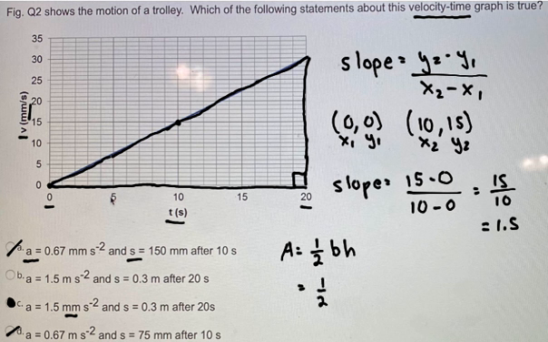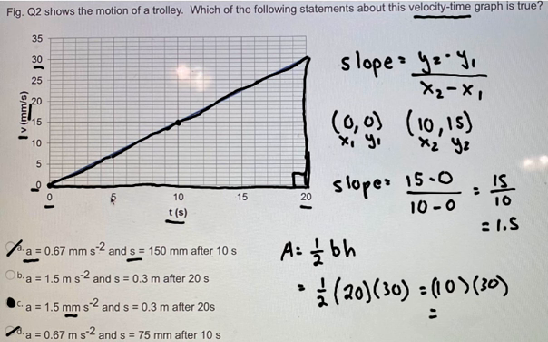So 1/2 times 20 times the height of the triangle, which goes from 0 to 30. So the height of the triangle would be 30. So we could do 1/2 times 20 is equal to 10, and then 30 times 10 is 300. But since the unit of velocity is millimeters, this would be 300 millimeters, which is the same thing as 0.3 meters.